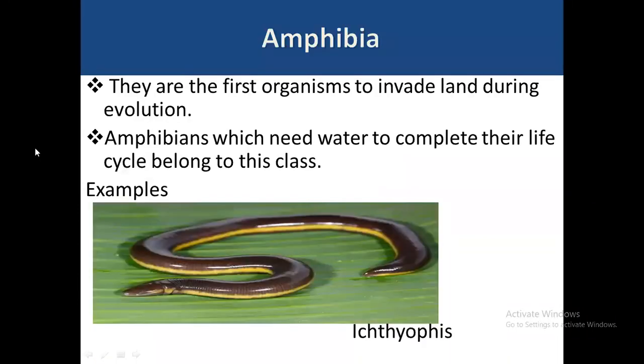Now we have to talk about the amphibia. Amphibians mean animals that live in water as well as on the land. Write down amphibia. They are the first organisms to invade land during evolution. නේද? ඉස්සරම පරිණාමයේදී ඒගොල්ලෝ තමයි ඉස්සරම අපේ land එකේට ආවේ water වල ඉඳලා. Right? They are called amphibians.